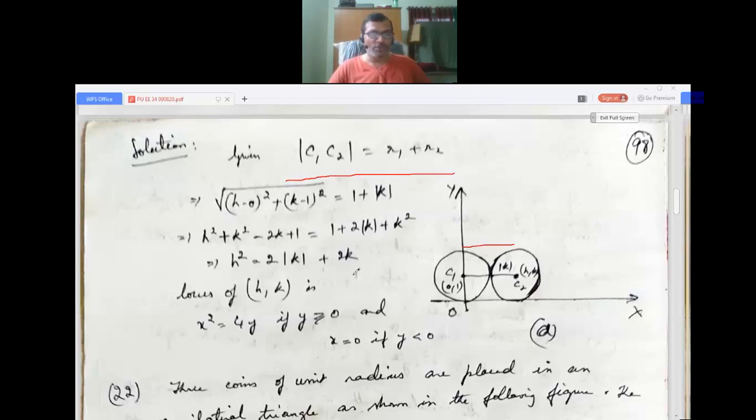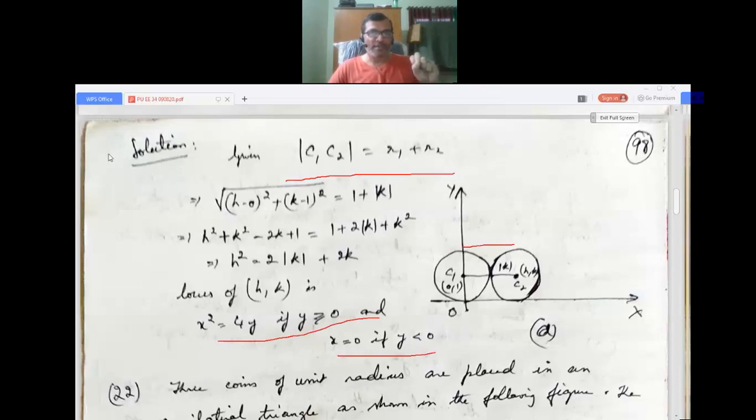So therefore the locus of (h, k) is, if k is positive, this will be positive, so 2k plus 2k. If k is negative, what happens here? See, if k is negative, this is minus 2k plus 2k, 0. So x equals 0 if y is less than 0. This condition is very clearly satisfied in option A, so we take option A.